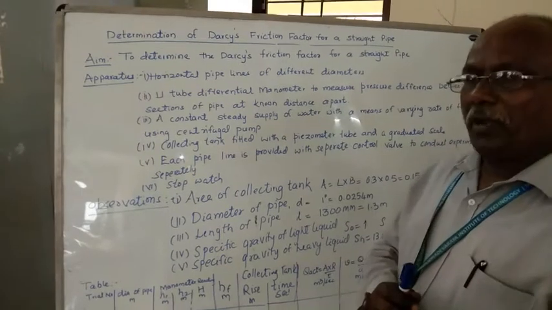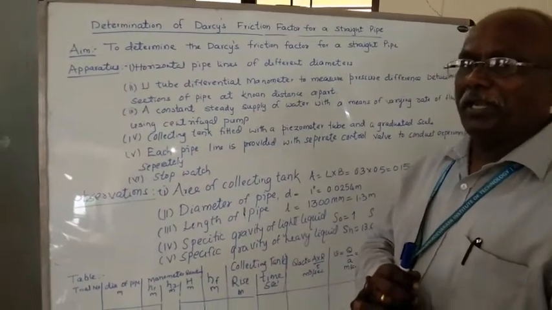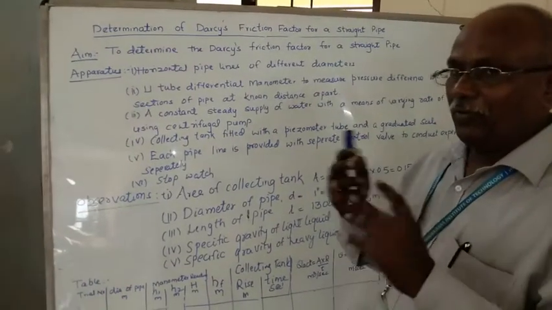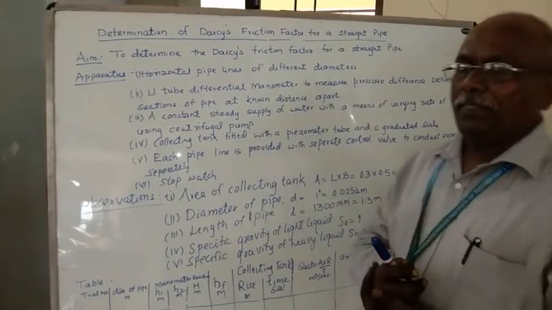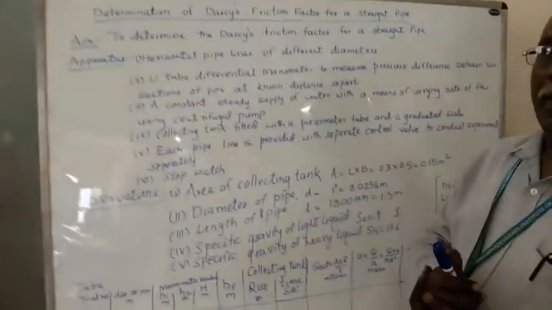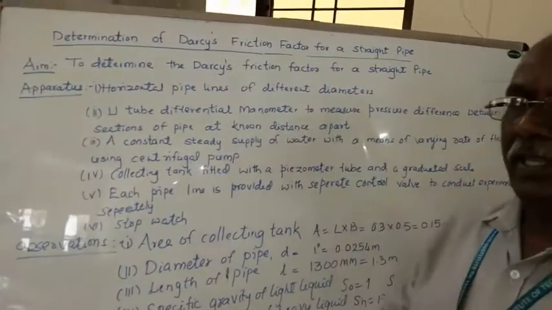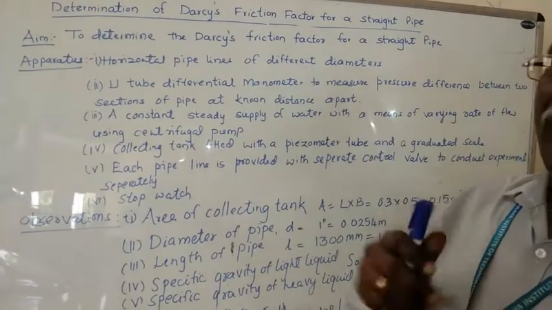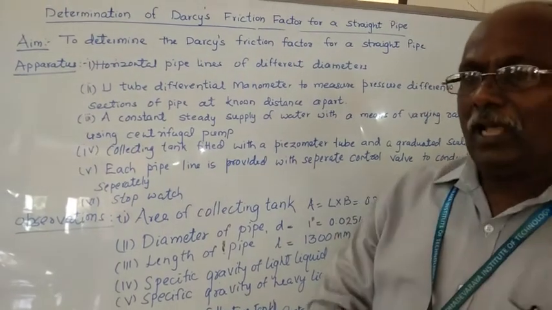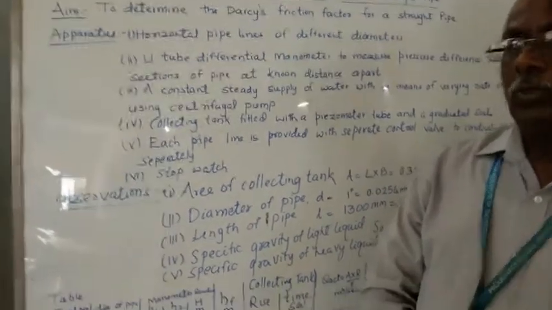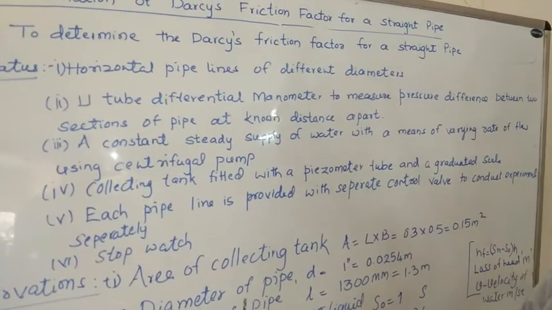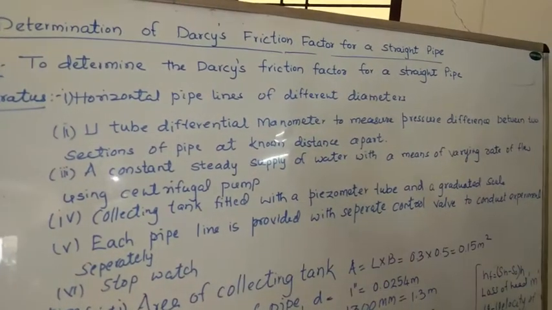While moving from one end of the pipeline to the other end, there is a loss of energy due to the shear force between the inside surface of the pipeline and the water particles. That is, while moving from one end of the pipeline to the other end, there will be loss of head due to friction. That one is the major loss. Now we will conduct how to find the friction factor for a straight pipe.